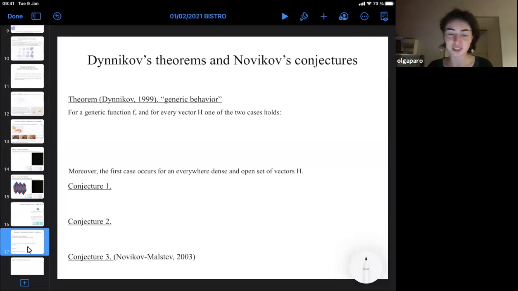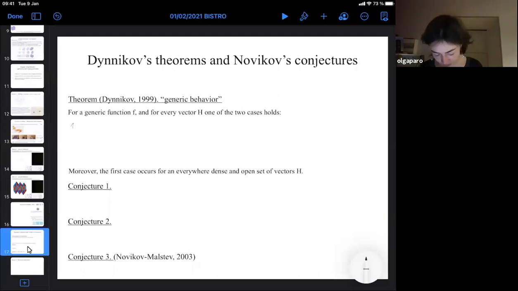Anton Zorich found the first understanding of some stability in this problem, and then Ivan Dynnikov proved this result in 1999, which was a topological breakthrough, because by doing Morse theory, he manages to prove this very important theorem. So he says that for a generic function f, and for every vector h, one of the 2 cases holds for the behavior of the system.